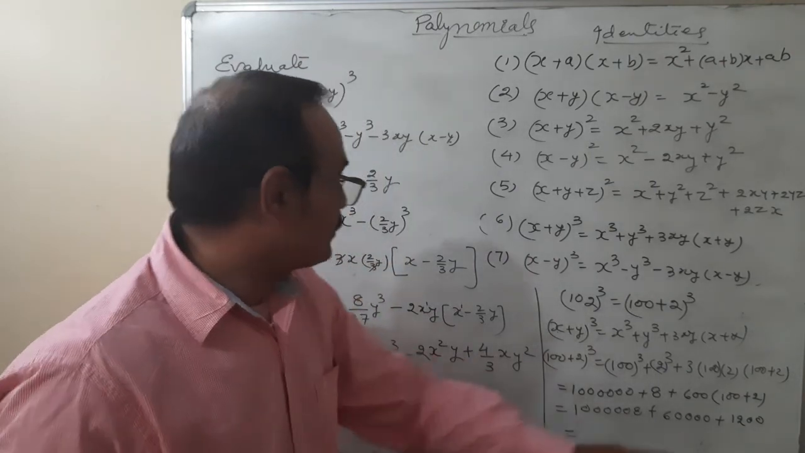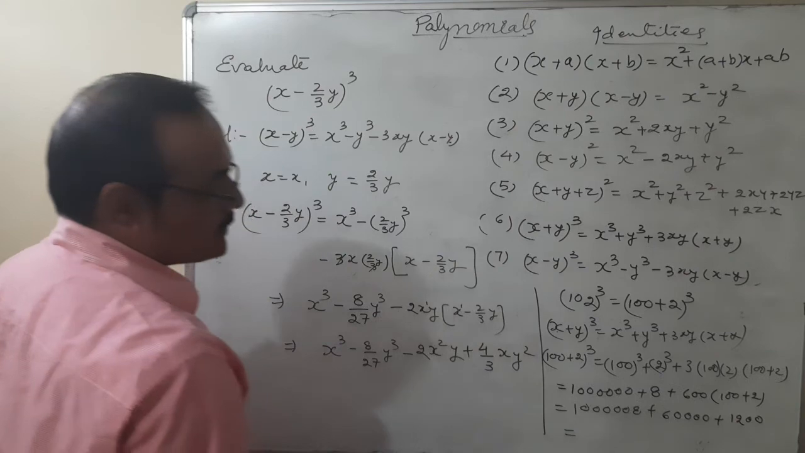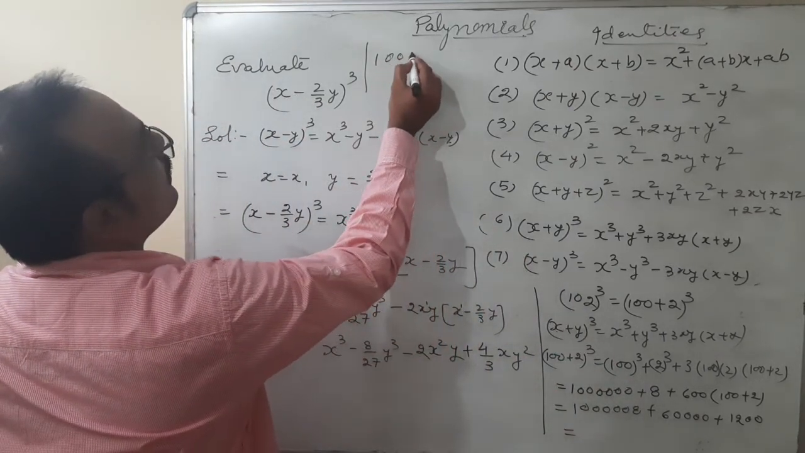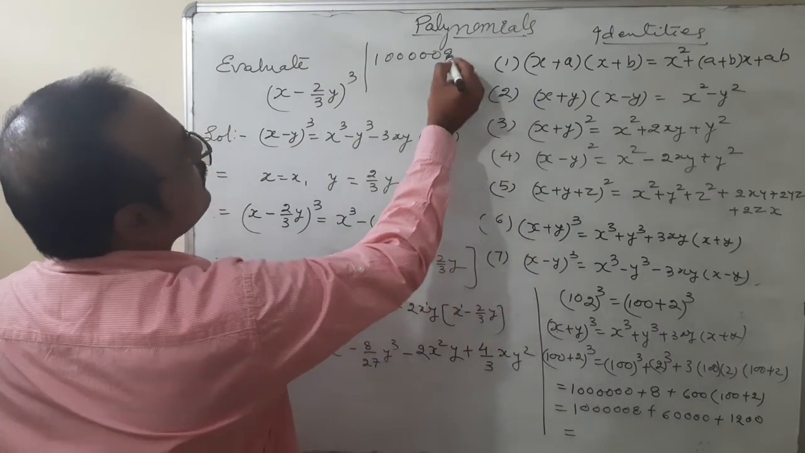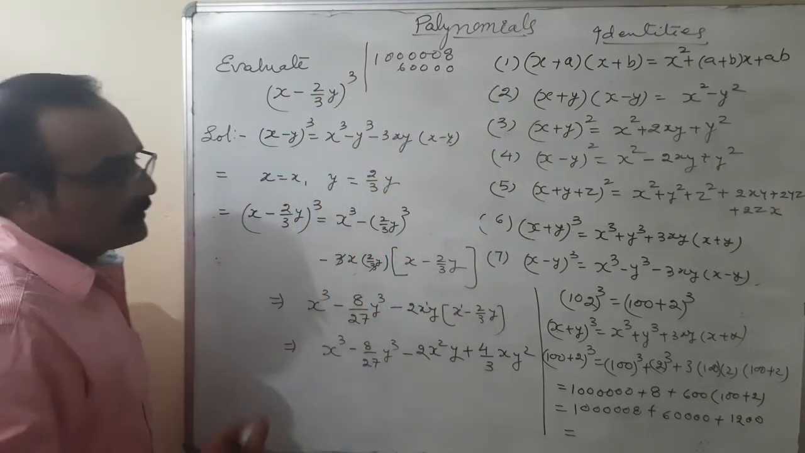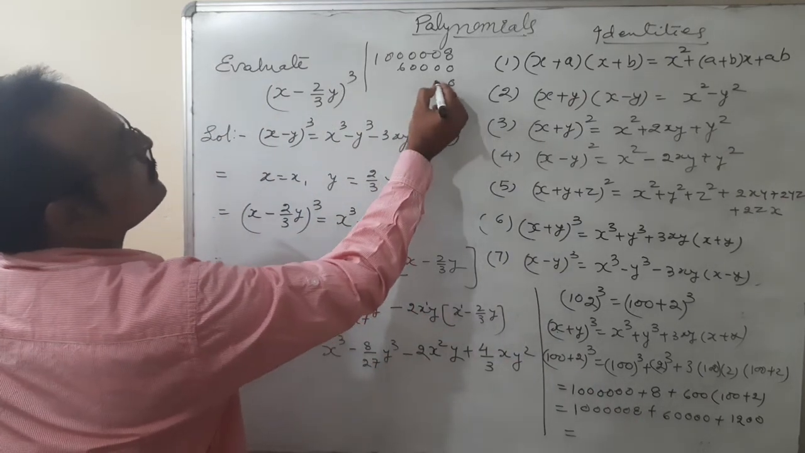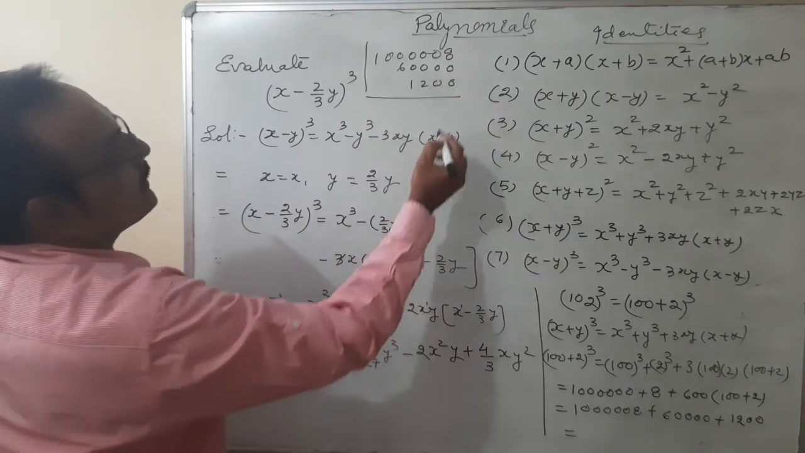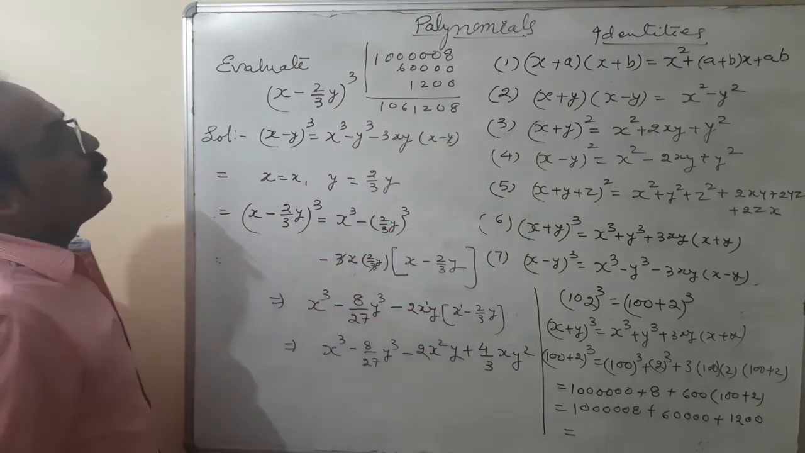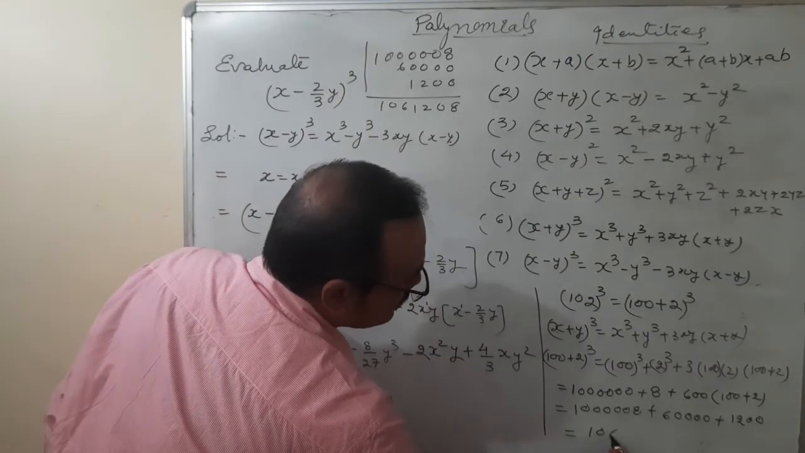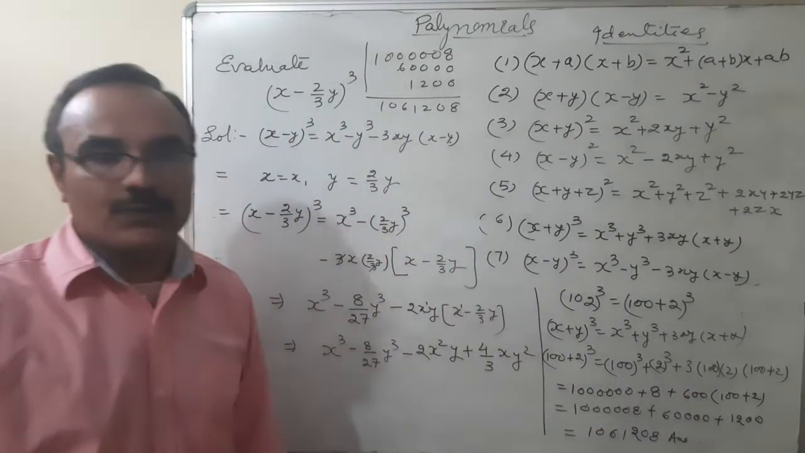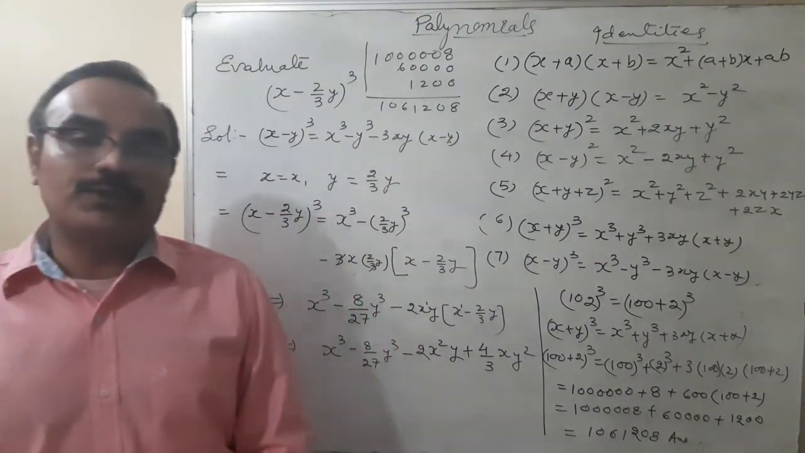And finally, when I add all these terms, the addition will be done like that. See, 1 with 6 zeros, 8, plus 6 with 4 zeros, and 1200. Writing should be done from the right hand side. And when I add them, the result is 1061208. That is the answer of this question, 102 raised to the power 3.